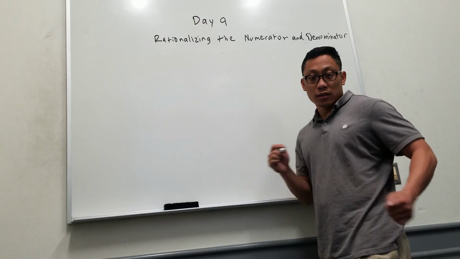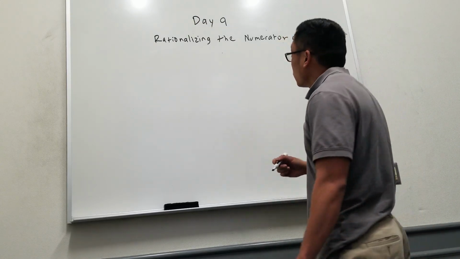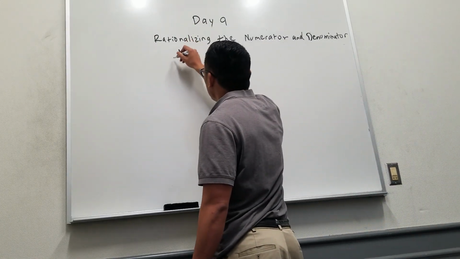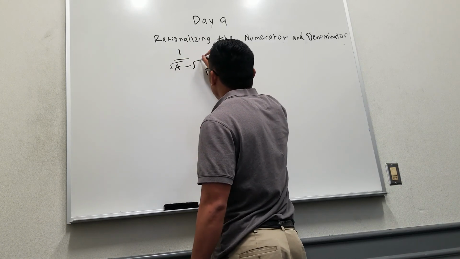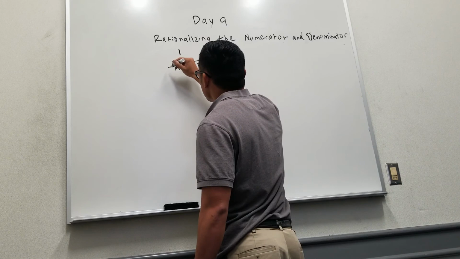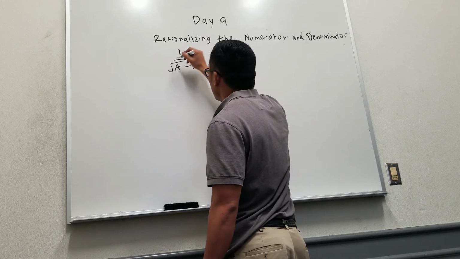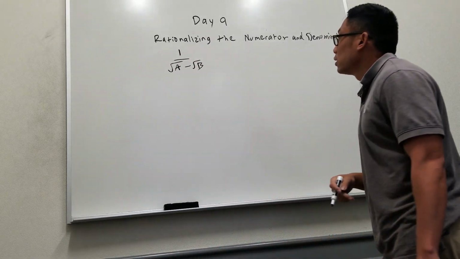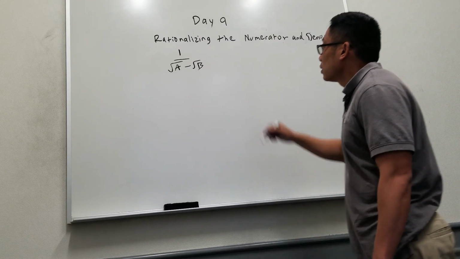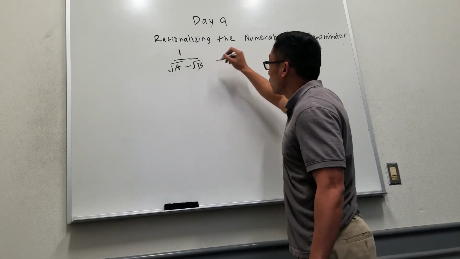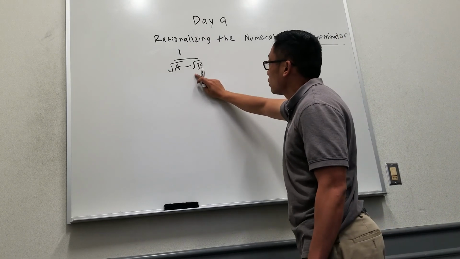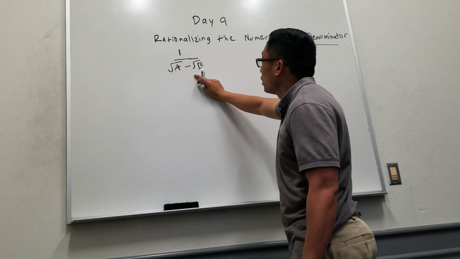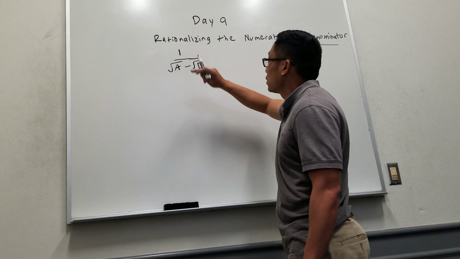Let's start with this. We have 1 over radical A minus radical B. Let's try to rationalize it. In this case, what do you think we're doing? We're going to be rationalizing the denominator, because you see that it's on the denominator. This is called the denominator, and the top is the numerator.